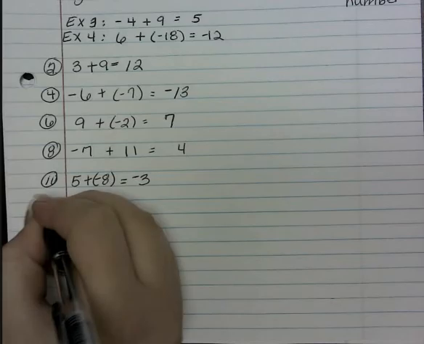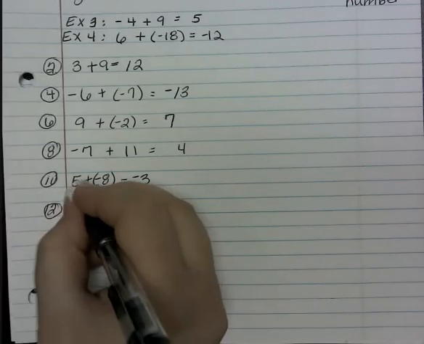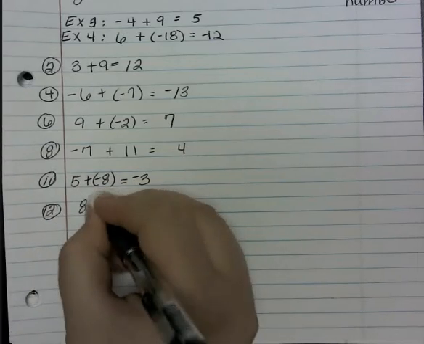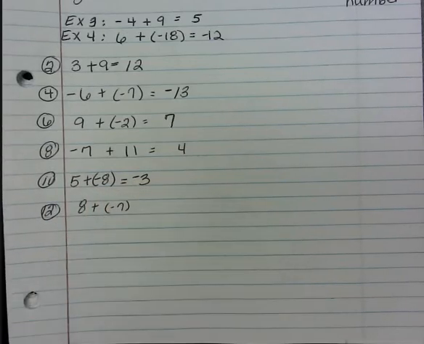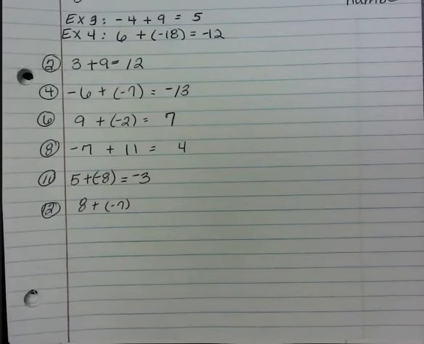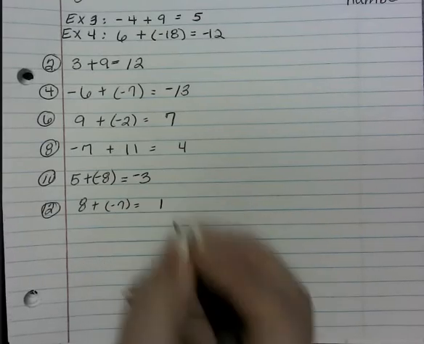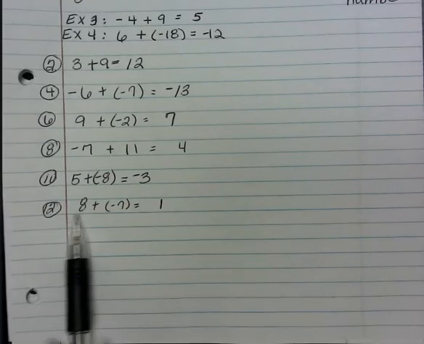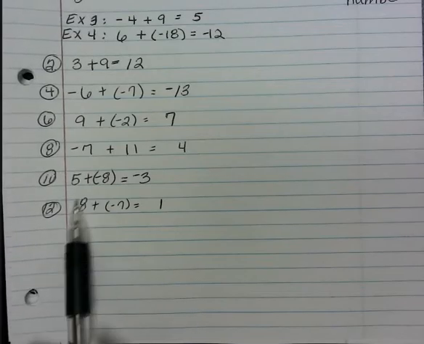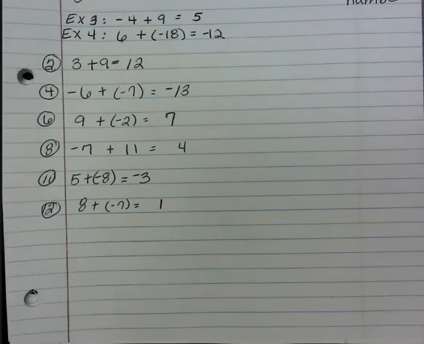Problem number 12 says I have 8 plus -7. So I'm adding, and my signs are different. So that means that I subtract those numbers. So 8 minus 7 is 1. And 8 was the bigger number. So since 8 was positive, that means that my answer is also going to be positive.